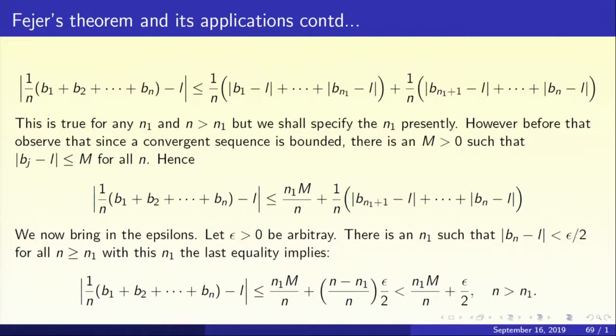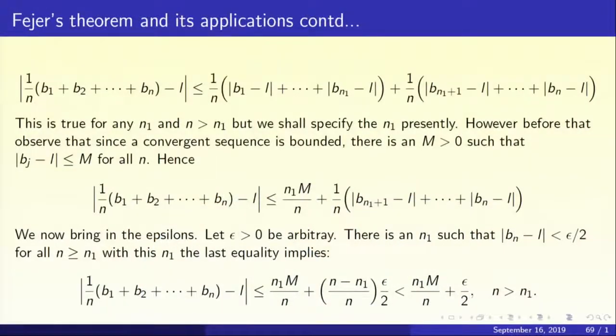What is going to be my n1? I shall presently specify what the n1 is going to be, but this inequality that you see displayed in the slide is true for any n bigger than n1. Now before we specify the n1, let us make an observation that a convergent sequence is obviously bounded. So the bn's converge, and so bj minus L must be bounded. There must be a positive m such that mod bj minus L must be less than or equal to m for all j.